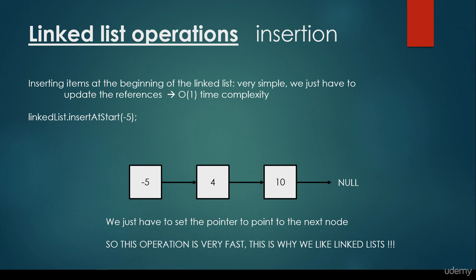It's very important to see that we like arrays because of the random access and because we can insert items at the end of the list very fast, O(1) time complexity. We like linked lists because we can insert items at the beginning, not at the end, at the beginning. Very fast, O(1) time complexity.